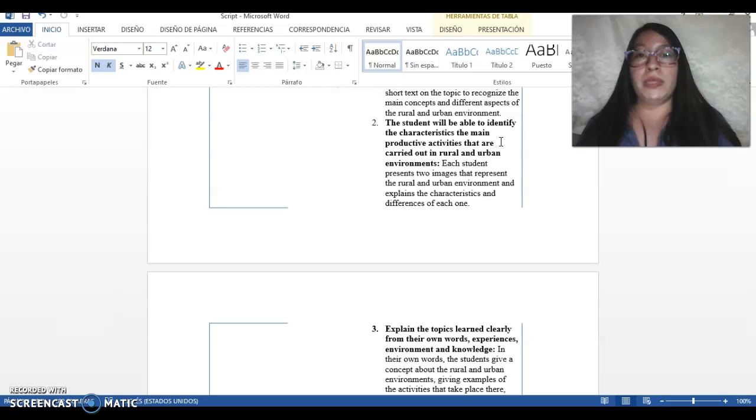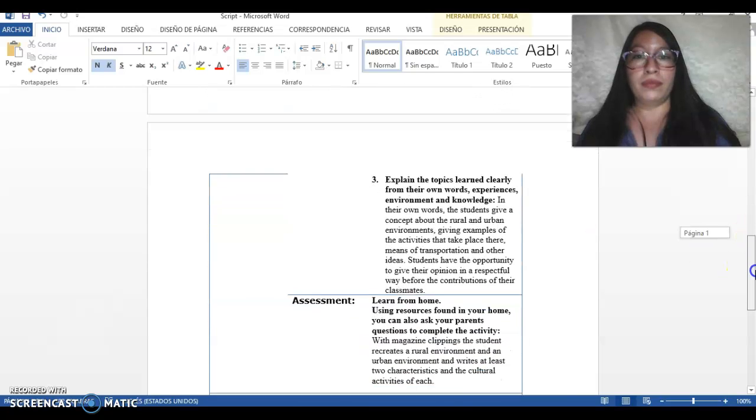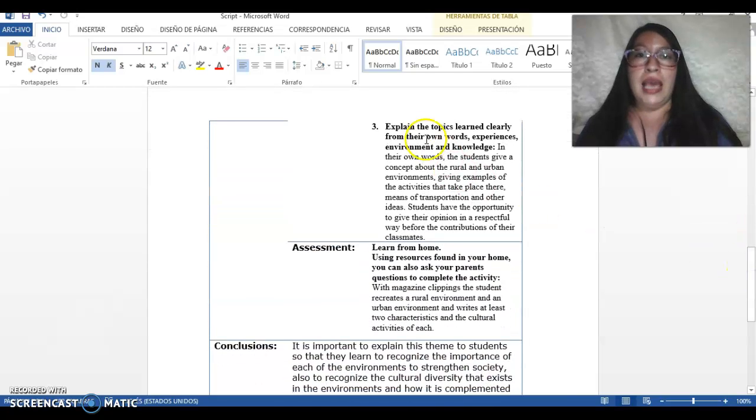Each student presents two images that represent the rural and urban environments and explains the characteristics and difference of each one. The third one is to explain the topics learned clearly from their own words, experience, environment, and knowledge.